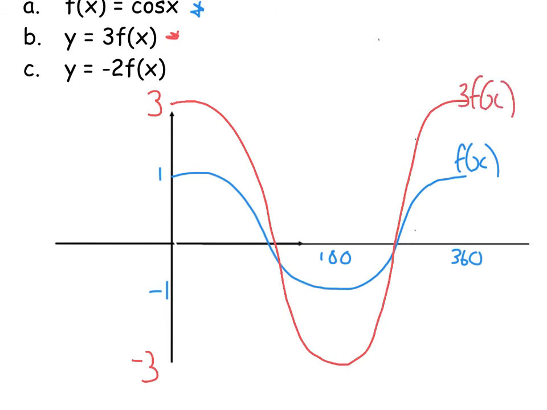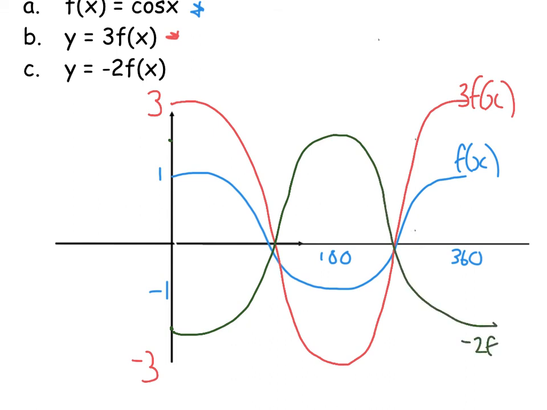And then the last one I have to draw is the graph of negative 2f of x. So that means it's flipped upside down and it goes from 2 to minus 2. Still going through the same points. And this is so much easier to draw because we're familiar with what these graphs look like. And that is negative 2f of x for that one.